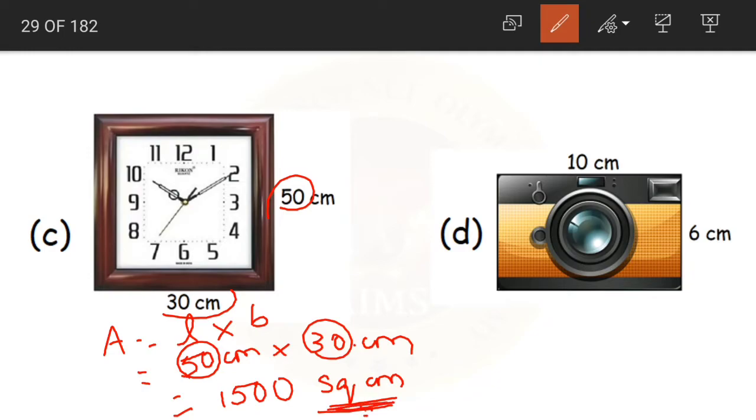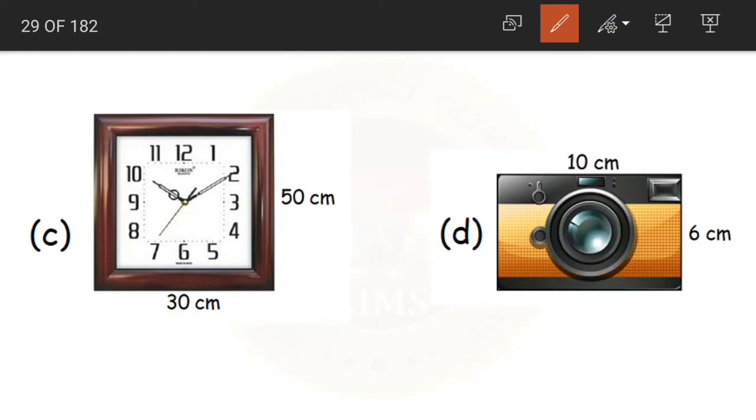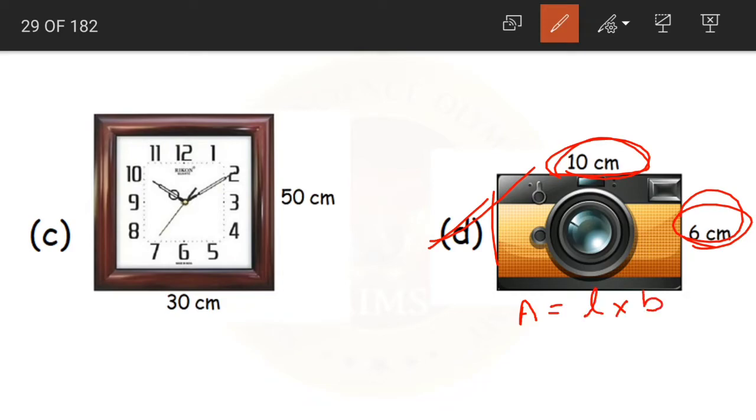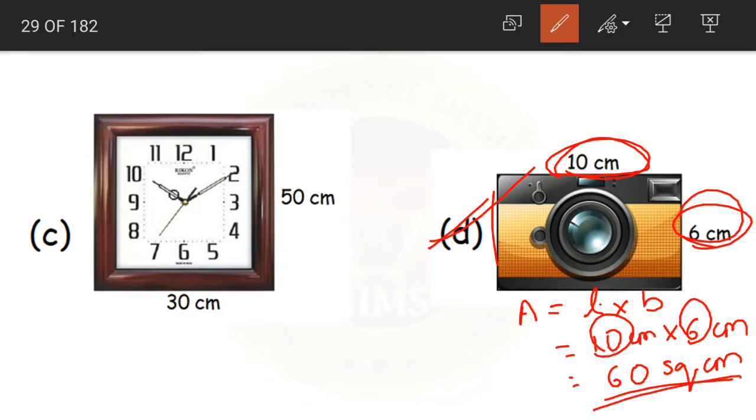Square centimeter is to be written for area. Though it is a rectangle, in the unit of measurement, please mention square. Coming to question D, again this is also a rectangle. See, the sides are differing. It is 10 centimeters and 6 centimeters. So the area of a rectangle becomes length into breadth. Length is 10 centimeters into breadth is 6 centimeters. Multiplying the numbers, 10 into 6, 60 square centimeters. 60 square centimeters is the area for question D.